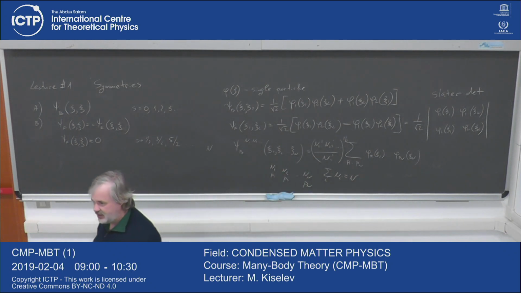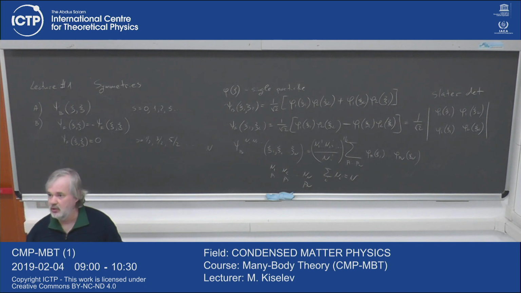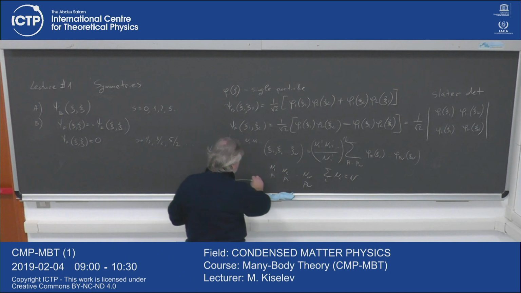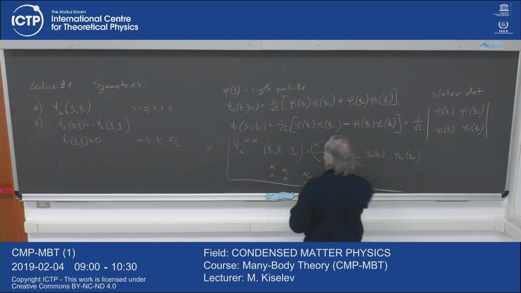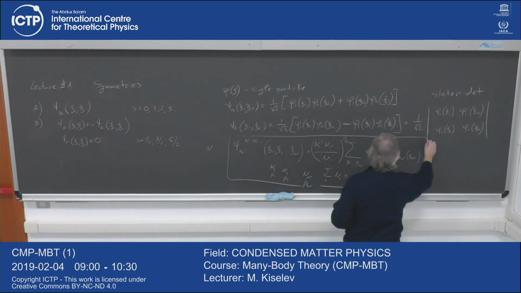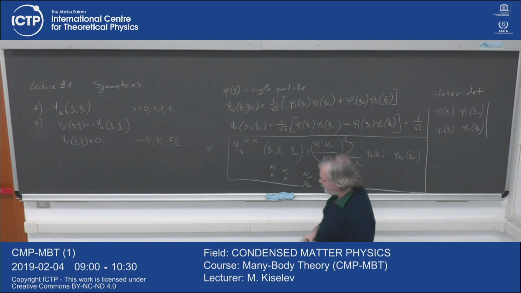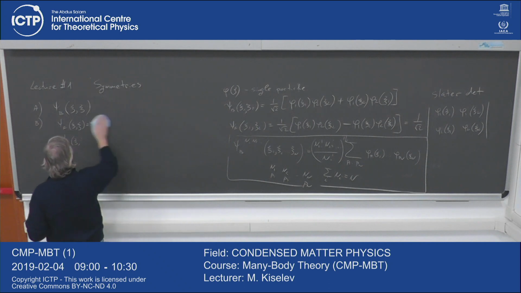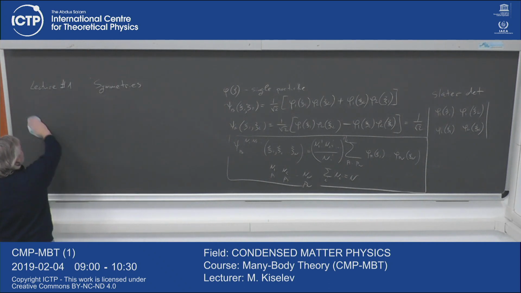So here we explicitly assume that the number of bosons in a given quantum state can be arbitrary: 0, 1, 2, 3, 4, 5, and so on. So this is the bosonic many-body wave function characterizing a system of n non-interacting indistinguishable bosons.